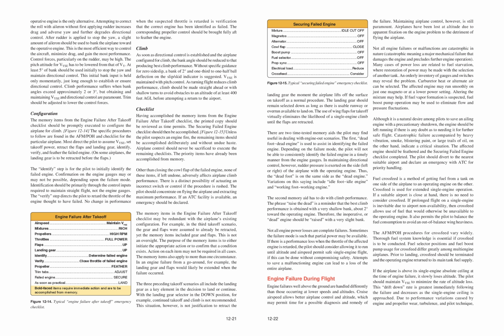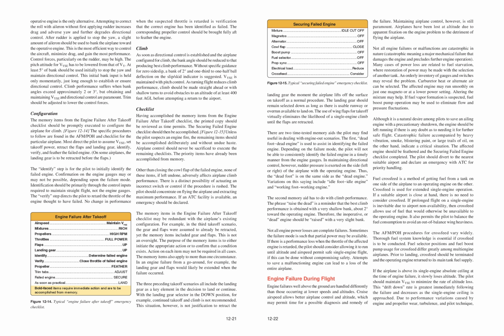Climb: as soon as directional control is established and the airplane configured for climb, the bank angle should be reduced to that producing best climb performance. Without specific guidance for zero sideslip, a bank of 2 degrees and 1/3 to 1/2 ball deflection on the slip/skid indicator is suggested. VYSE is maintained with pitch control. As turning flight reduces climb performance, climb should be made straight ahead or with shallow turns to avoid obstacles to an altitude of at least 400 feet AGL before attempting a return to the airport.